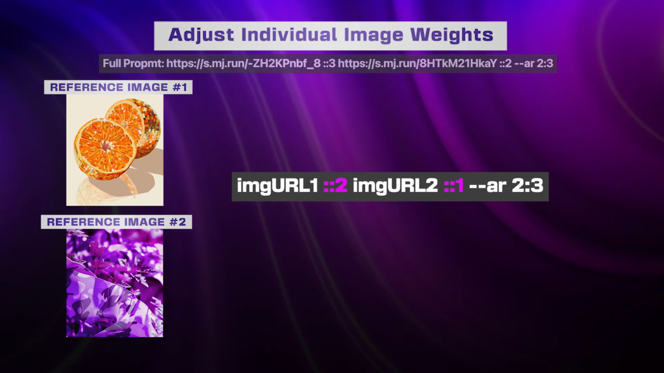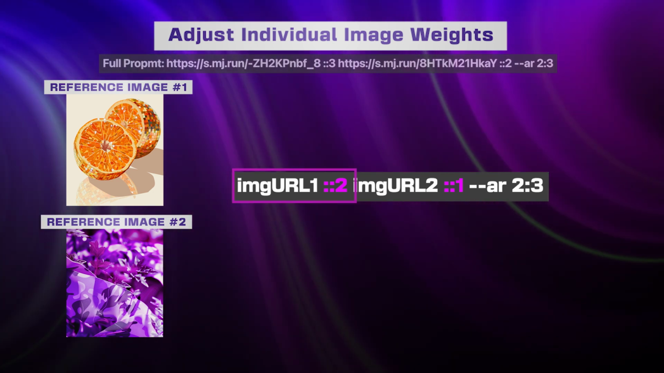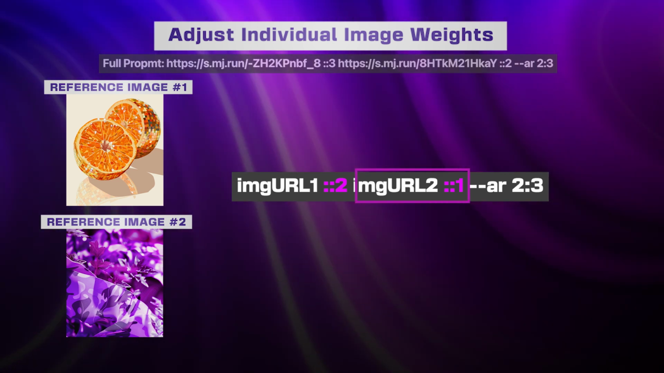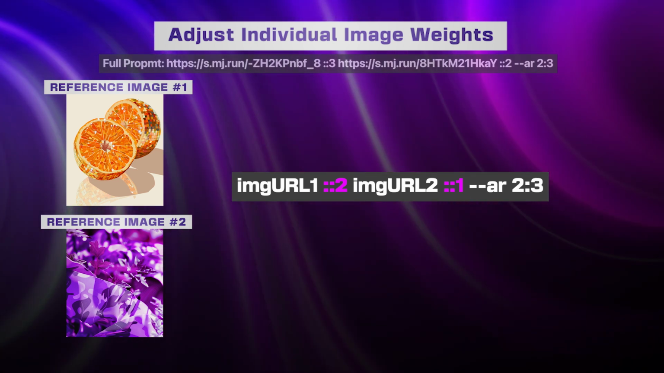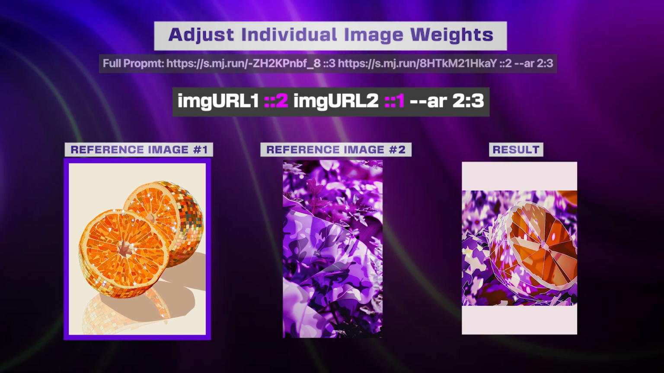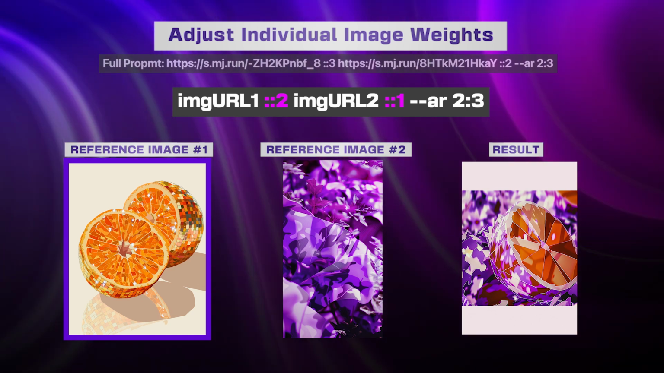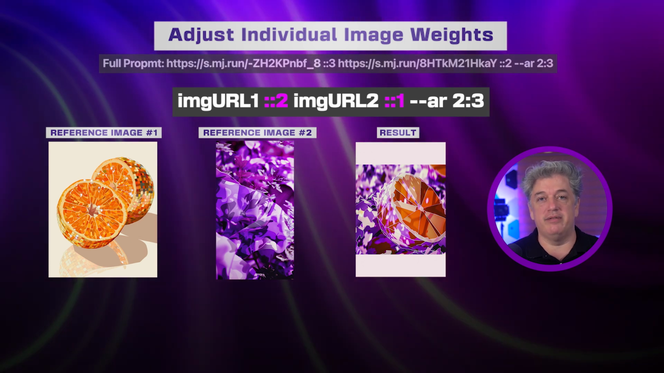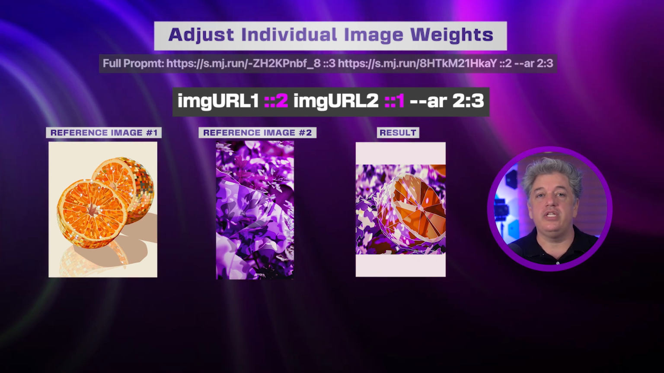The double colon tells Midjourney that the part of the prompt to the left of that double colon should be treated separately from the other parts of the prompt, and the number is the weight. In this example, we are telling Midjourney that this image is 50% more important than the other image, and you can see that effect in the results. Using relative weights like this for images is not available on the web just yet, so you'll need to use Discord for this approach.